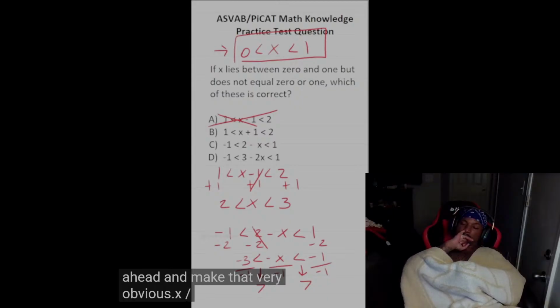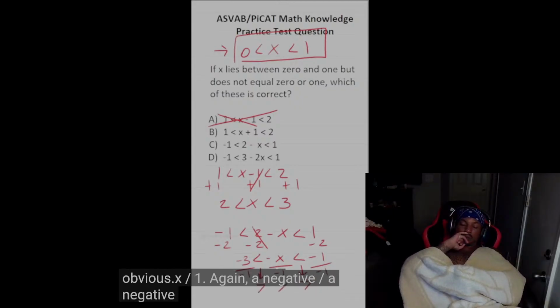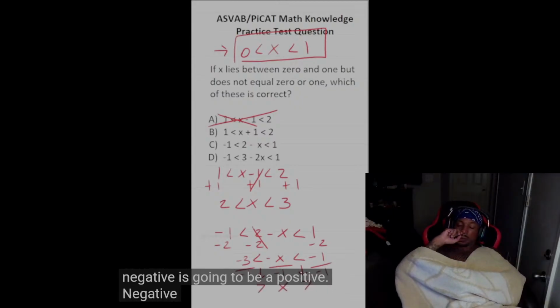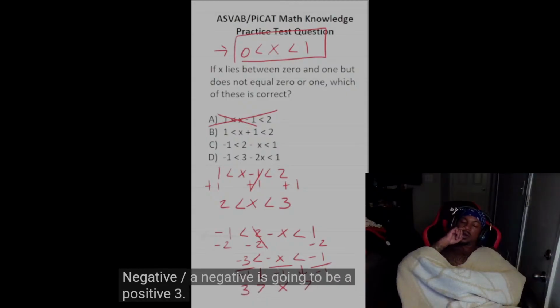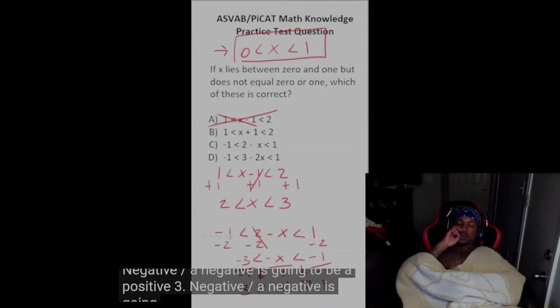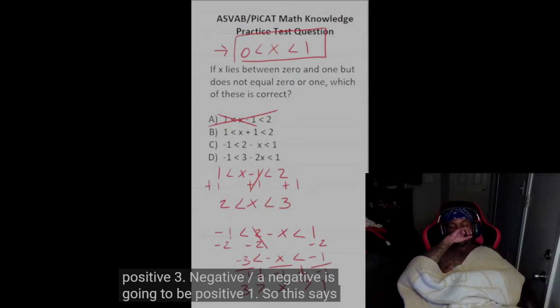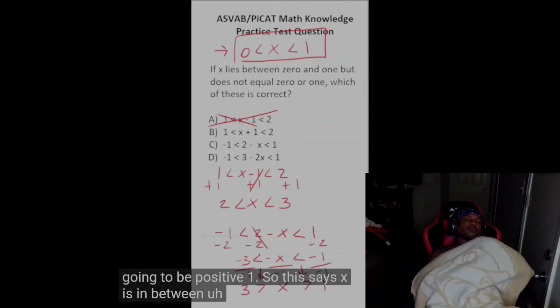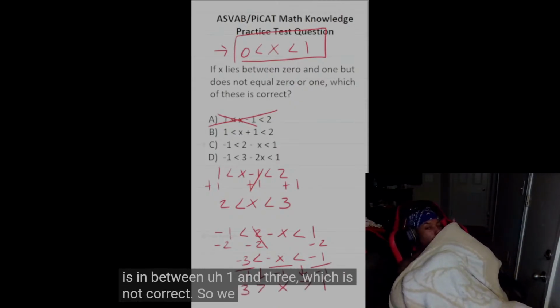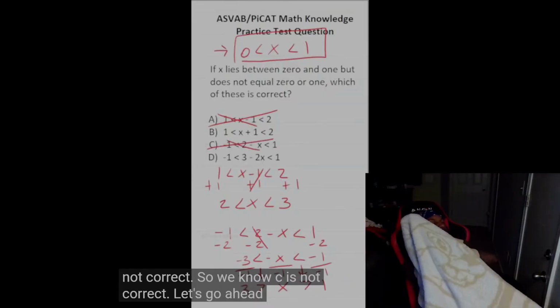Negative x divided by negative 1. Again, a negative divided by a negative is going to be a positive. Negative divided by a negative is going to be a positive 3. Negative divided by a negative is going to be a positive 1. So this says x is in between 1 and 3, which is not correct. So we know C is not correct. Let's go ahead and take a look at B.